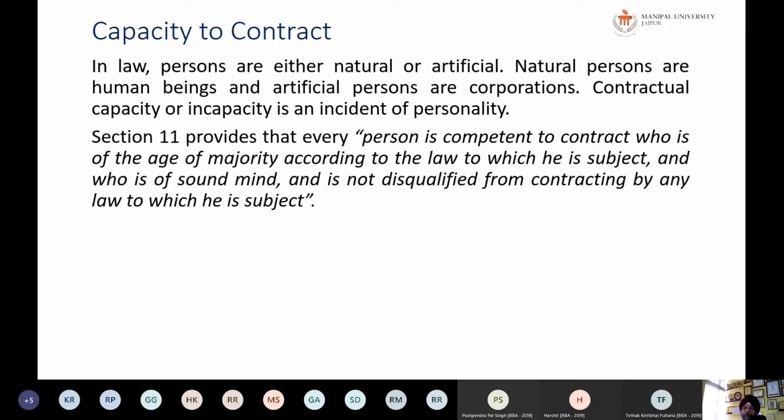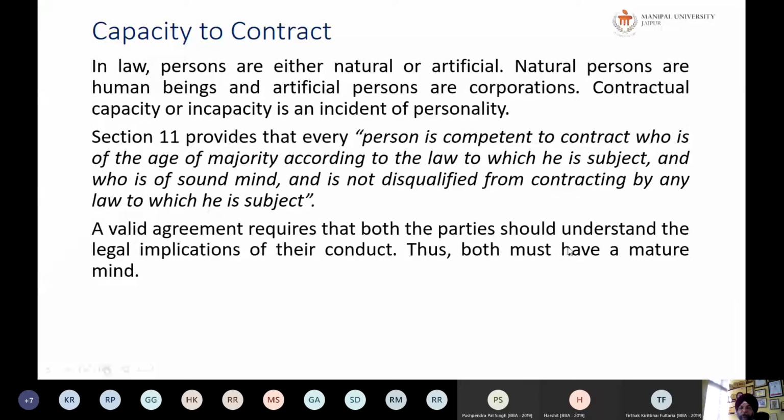So section 11 provides that every person is competent to contract who is at the age of majority according to the law to which he is subject, and who is of sound mind and not disqualified from contracting by any law to which he is subjected to. So here this definition is talking about three things. So first most thing is that he must be a major, he must attain majority. Second is he must be of sound mind, and further he should not be a disqualified person, or you can say a person who is disqualified by law for making any contract.